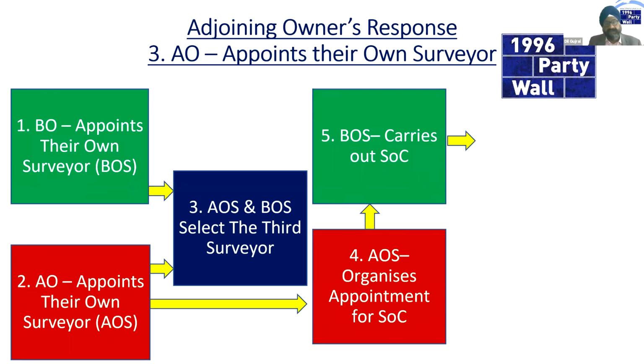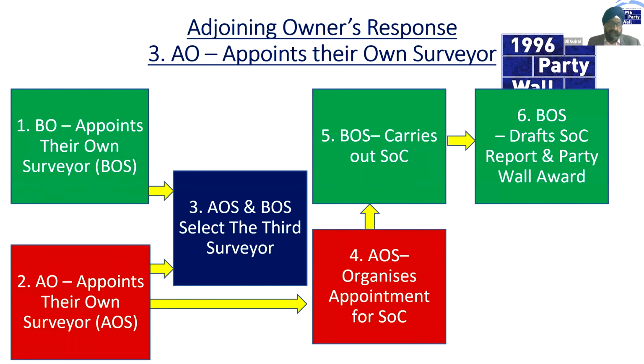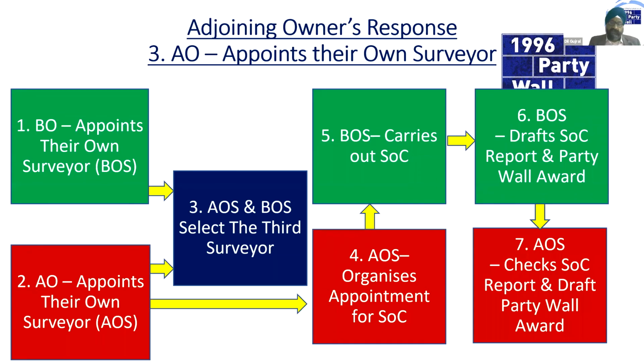The building owner surveyor carries out the schedule of condition, usually accompanied by the adjoining owner surveyor, though not always. And going forward, I think we may have some changes there. The building owner surveyor then drafts a schedule of condition report and a party wall award. This is then sent to the adjoining owner surveyor for checking through the schedule of condition and making comments on the award.